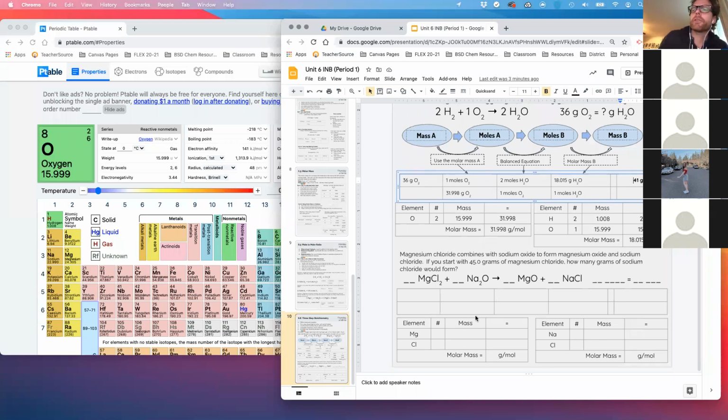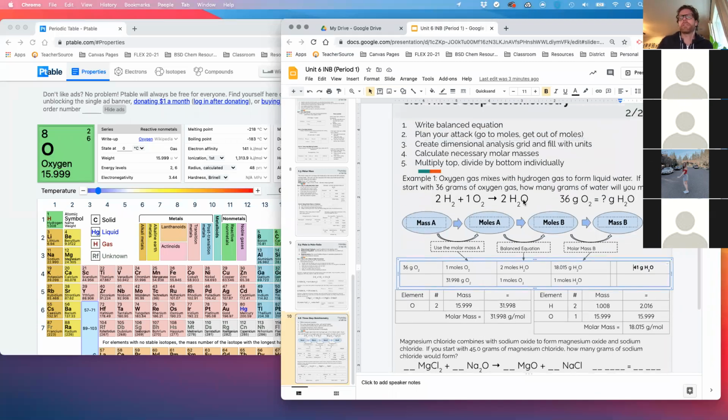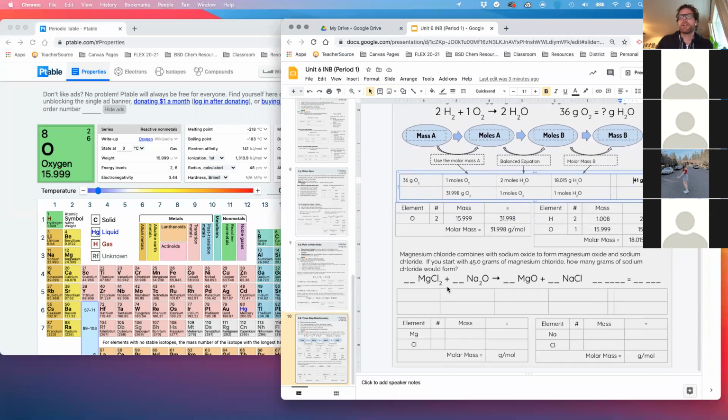All right, so let's do the second problem using the same steps that we just used up above here. It says magnesium chloride combines with sodium oxide to form magnesium oxide and sodium chloride. I kind of give that to you, don't worry. If you start with 45.0 grams of magnesium chloride, how many grams of sodium chloride would form?